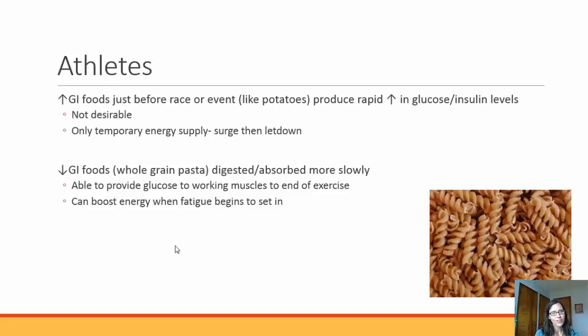But then it's not desirable because it's just going to lead to a fast increase in energy and then a letdown. So they might not want to do that if they have a longer-term event, which is almost any sport. However, if they consume low glycemic index foods like a whole grain product, the body is going to have a slower rise in blood glucose, and therefore it's going to deliver the glucose from the meal over a slower period of time, so that the athlete would have more sustained access to blood glucose, and it can give you an energy burst even well after you have consumed the food.